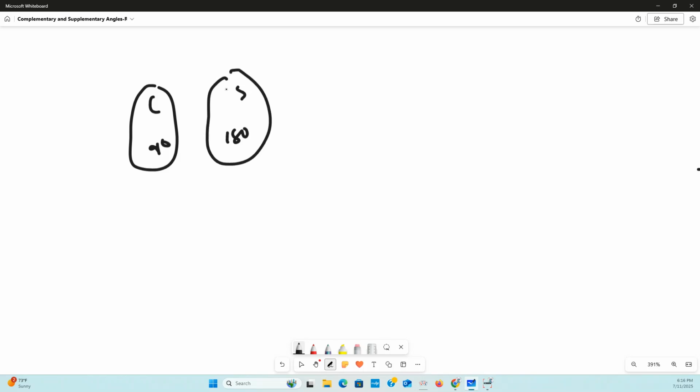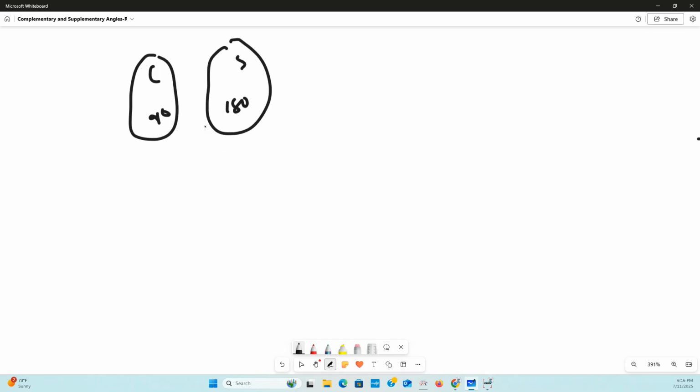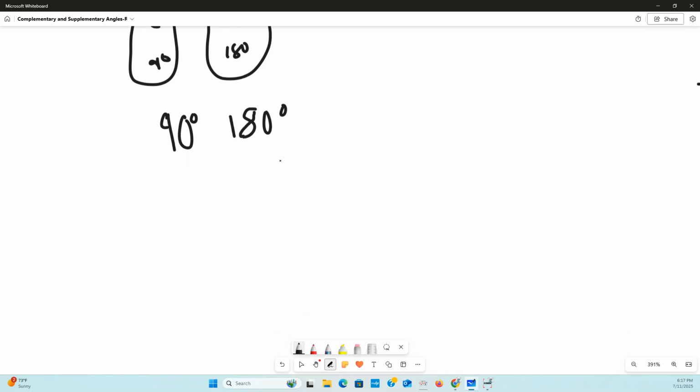Another way to remember it is also that the C in complementary, you can create a 9, so you can remember 90, and the S in supplementary, you can create an 8 and remember it's 180 degrees. So yeah, those are two ways you can remember it, but there are surely probably more.